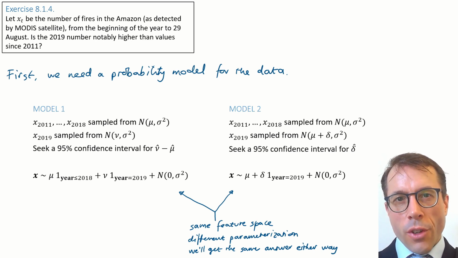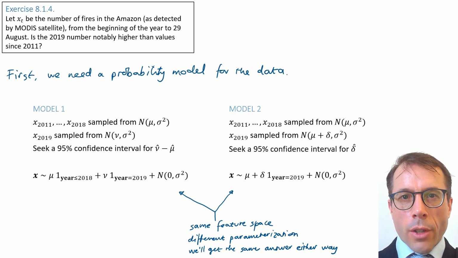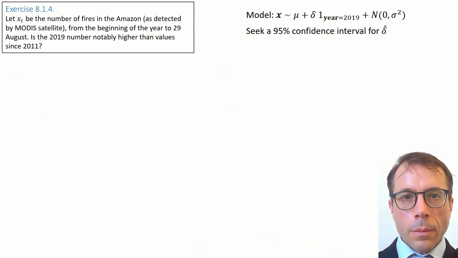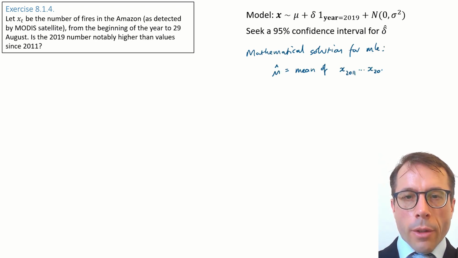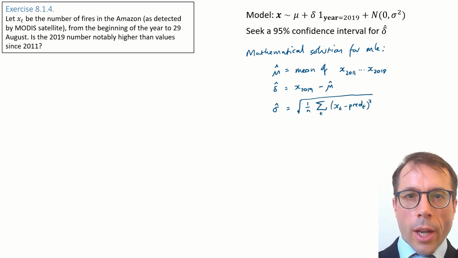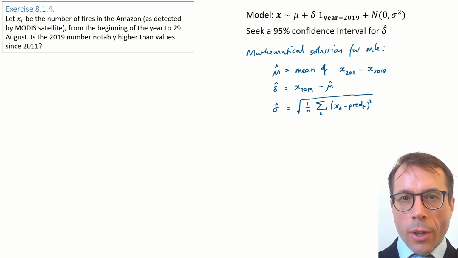We've already seen code for fitting model 1, so just for the sake of variety, I'm going to fit model 2. I'm going to write the code a bit more elegantly by thinking about what we're doing as a linear model. First, we need to know how to fit the model. I've written out the formula for mu hat and delta hat here, but you could perfectly well get them using sklearn.linearRegression. And I've also written out the maximum likelihood for sigma. This formula here for sigma hat is generic, it applies to any linear model. We derived this formula earlier in the course.